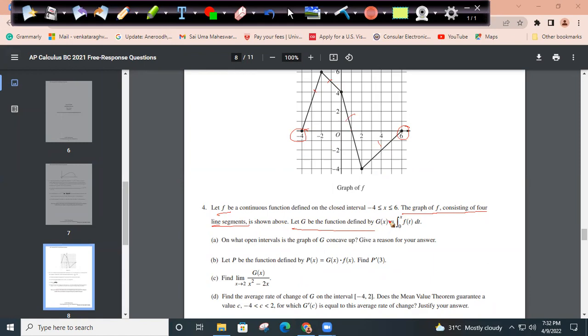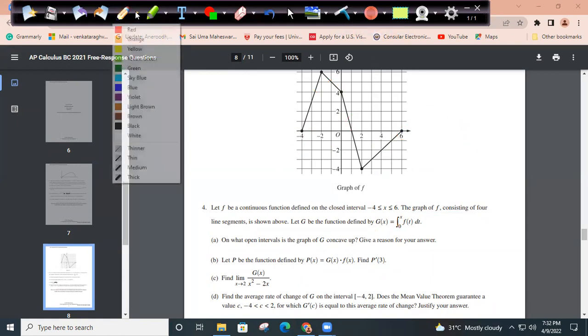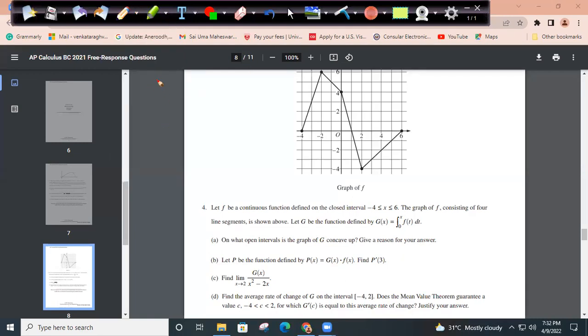Let g be the function. So this is how generally one question, 100% we'll have one question based on this. G of x is integral of f of x. They try to relate between both g of x and f of x. So g of x clearly it is given as integral of 0 to x of f of t dt. Now let us see what he is asking for. What are the questions he is asking for? On what open intervals is the graph of g concave up?